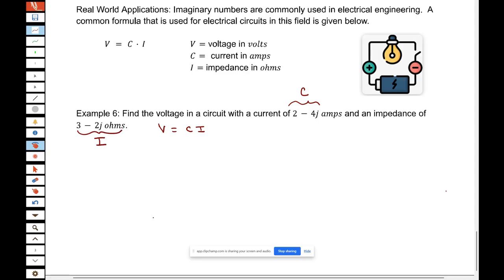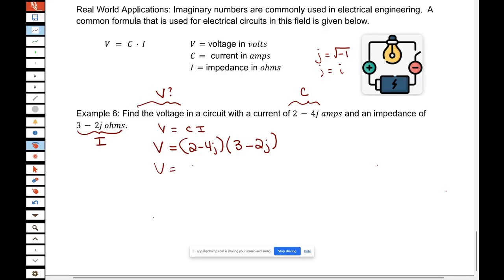So I am going to plug in what I know and solve for what I don't know. We don't know V. They asked us to find the voltage. The current is 2 minus 4J. The ohms is 3 minus 2J, which means this one I'm going to FOIL out. And whenever you're doing these problems, the J's or I's or K's or H's or whatever variable they use is their imaginary unit. So J is equal to the square root of -1. J is the same as I, the imaginary number here.